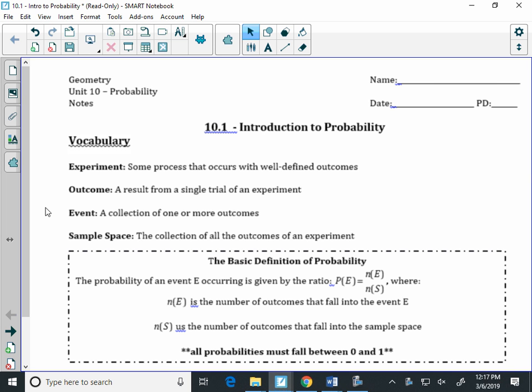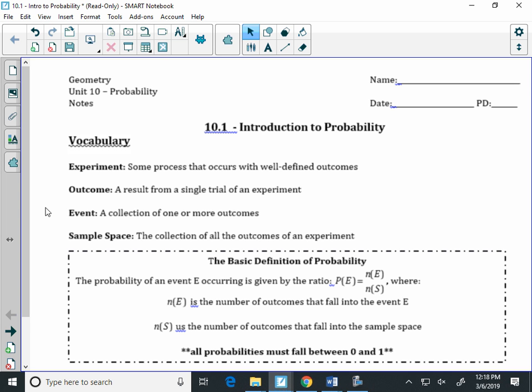So you might flip the coin 3 times. Okay? And it lands on heads 2 of those times. So the event is seeing how many times it lands on heads. It's giving criteria to your outcome. Okay? And we generally take the probability of an event. So you might say, what's the probability of landing on heads? That's the event.